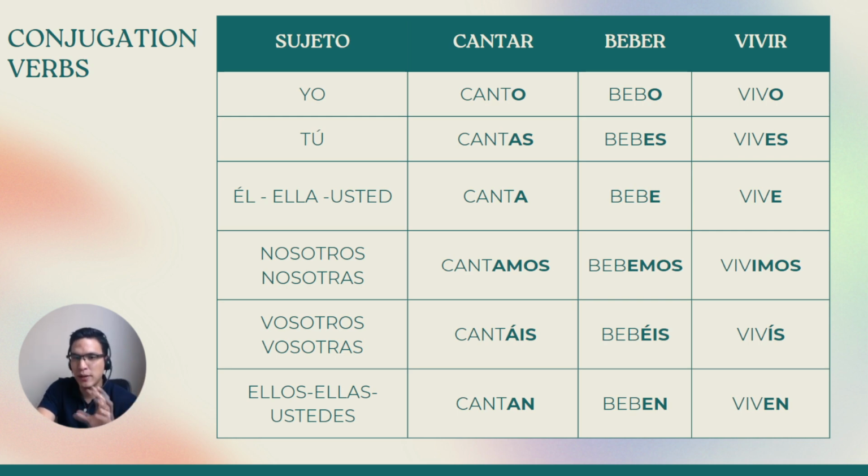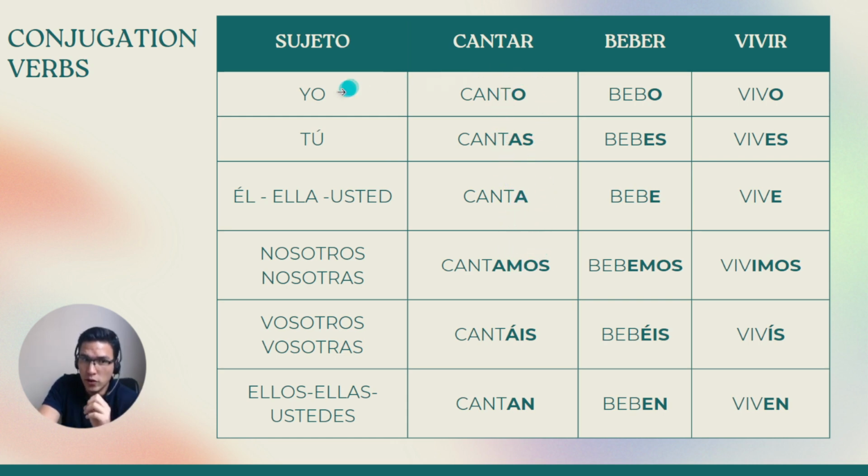Okay, so here we have the subject pronouns and the 3 groups of verbs in Spanish. So the endings are the following. For example, cantar. Cantar is an AR ending verb. If you want to conjugate, you need to drop the ending AR, and then you have to add these new endings for every single subject pronoun.